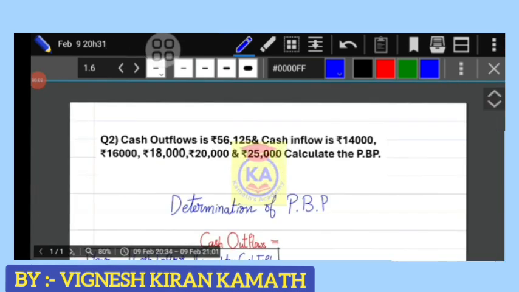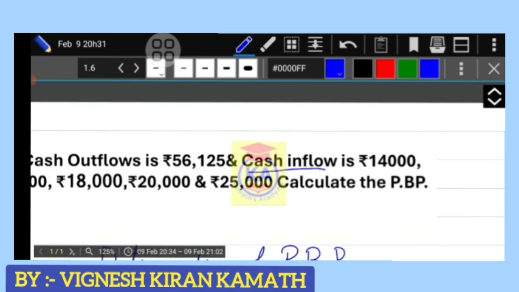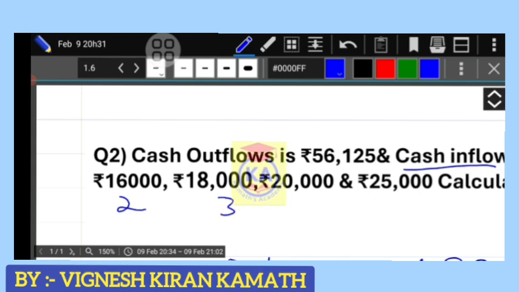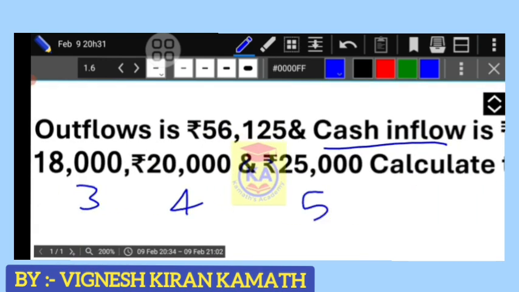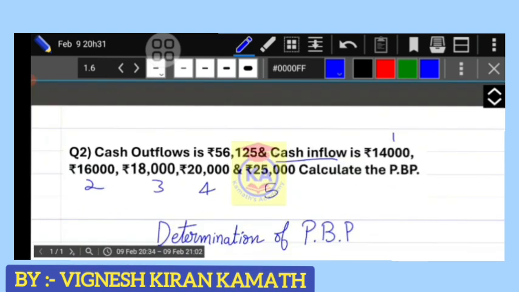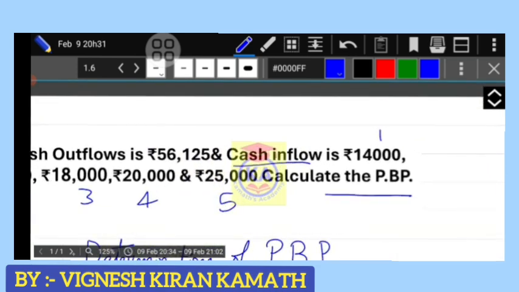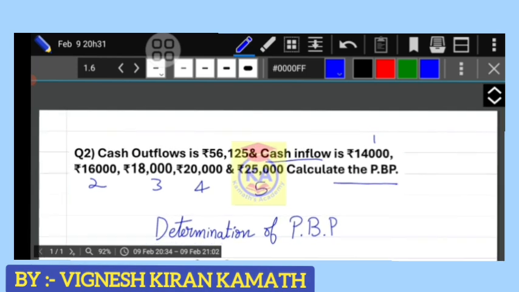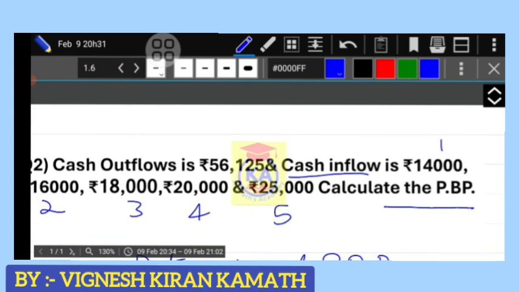Let's solve question number 2. Cash outflow is 56,125 and cash inflows are 14,000, 16,000, 18,000, 20,000 and 25,000. Calculate the PBP. Cash inflow is 14,000 in year 1, 16,000 in year 2, 18,000 in year 3, 20,000 for year 4 and 25,000 for year 5. Calculate the payback period. By looking at this, you have understood that it is uneven cash inflows, right? And cash outflow is 56,125.